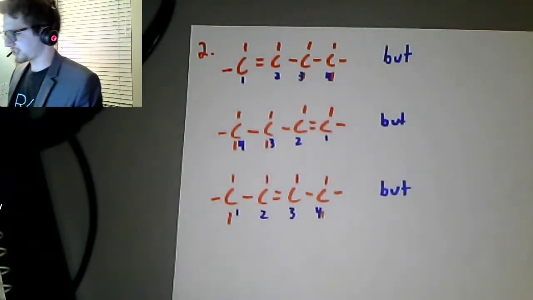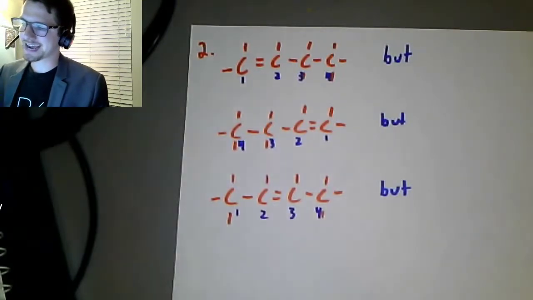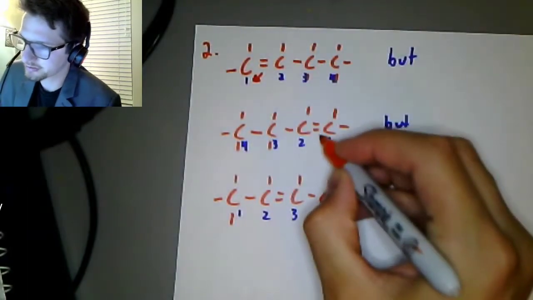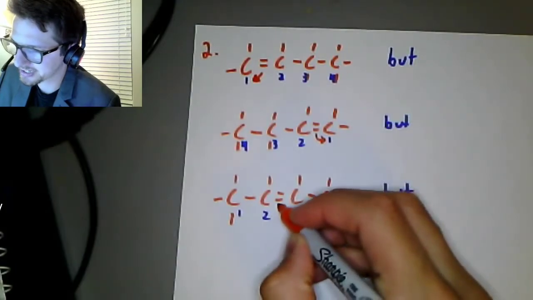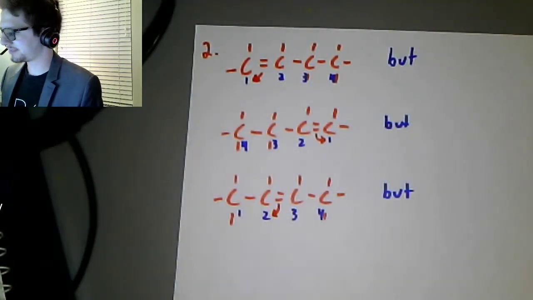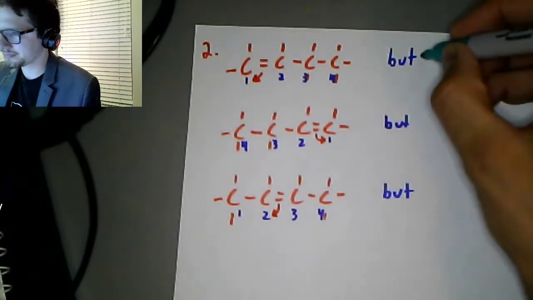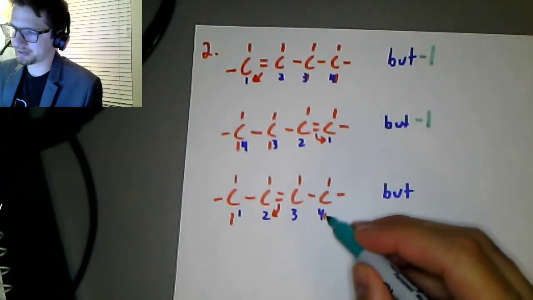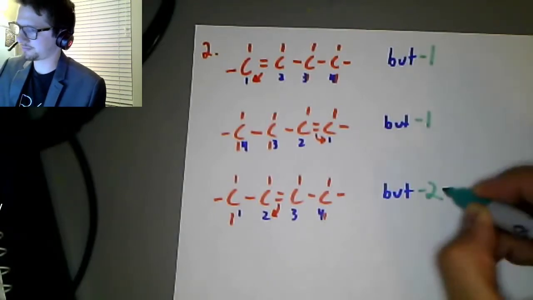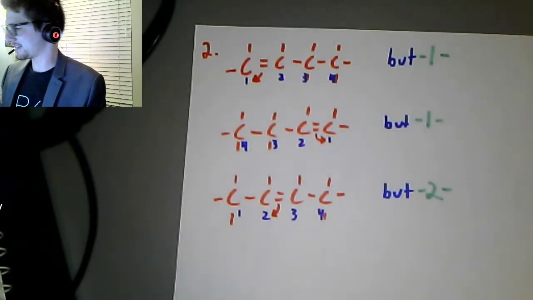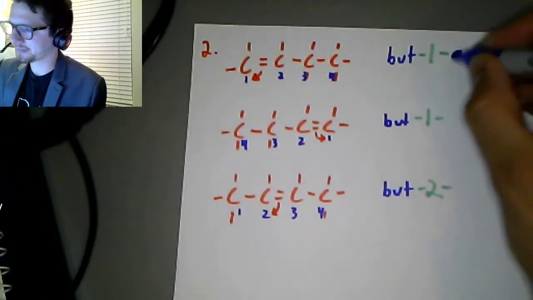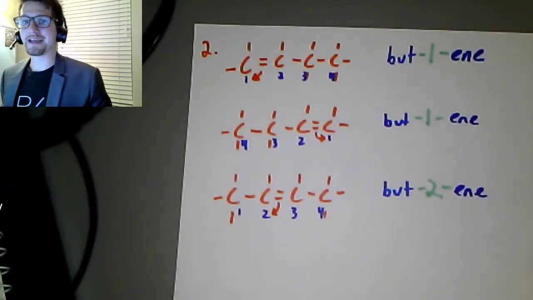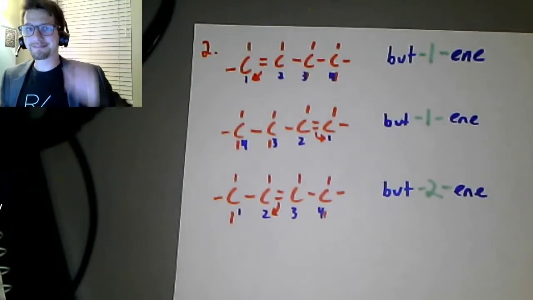All right, so now the question is, what's the lowest number for each one that's attached to the double bond? Here, it's going to be 1. Here, it's going to be 1. And here, it's going to be 2. So but-1, but-1, and but-2. And since there's a double bond, we have the word ene in there. Butene, butene, and butene. And these are the available isomers for me.